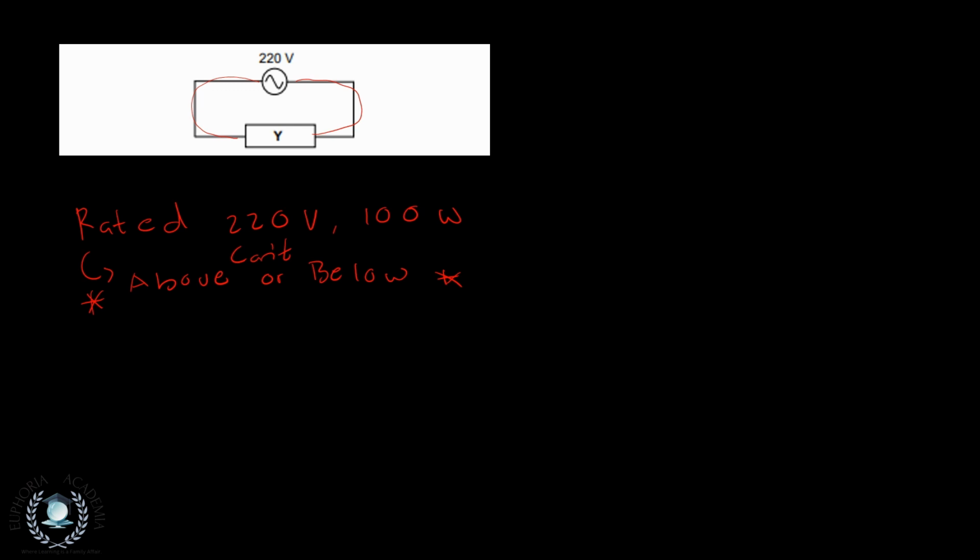Let us get into question 9.2.1. Question 9.2.1 is asking us to calculate the resistance of resistor Y. So that's pretty simple. We're given a wattage rating, so we can just use the power equation. Power is equal to, and we're trying to find the resistance, and we know the voltage, V squared over R.